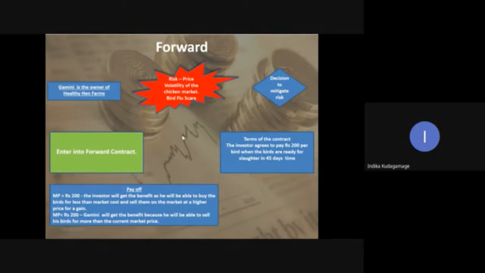So the credit risk goes out. Gamini will sell chicken to the exchange, and the buyer, whoever, will buy chicken from the exchange. Right? We sell our stocks to the exchange and we buy from the exchange. Similarly, Gamini will sell chicken to the exchange and someone else will buy from the exchange. Then the credit risk will be avoided. Right? So this is forward and futures.